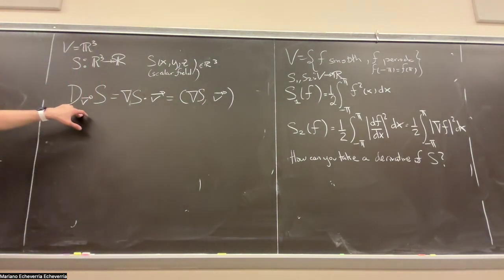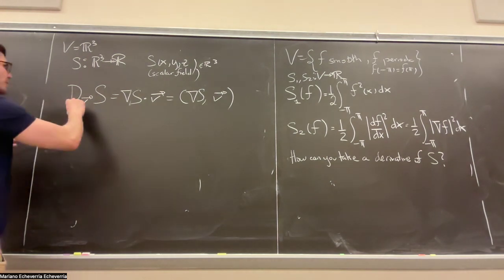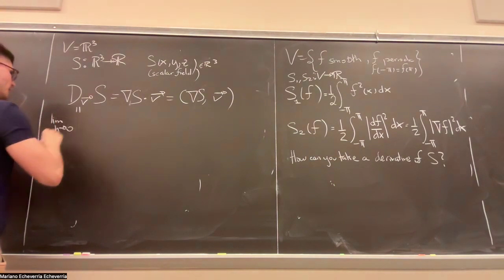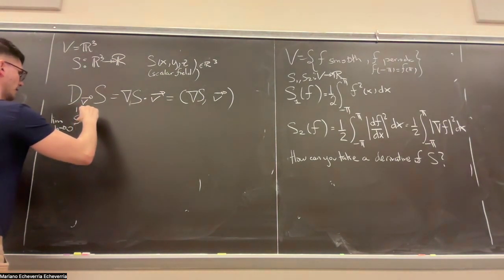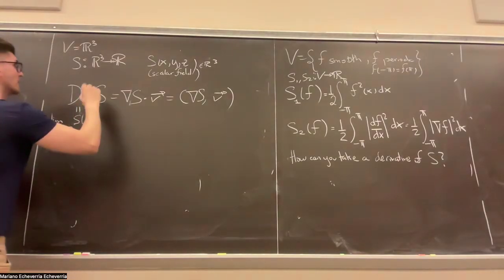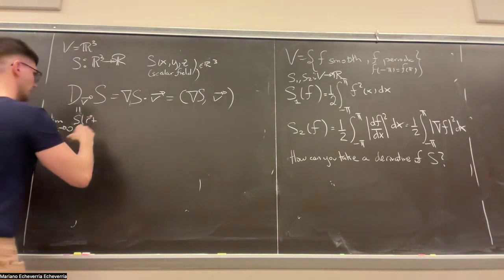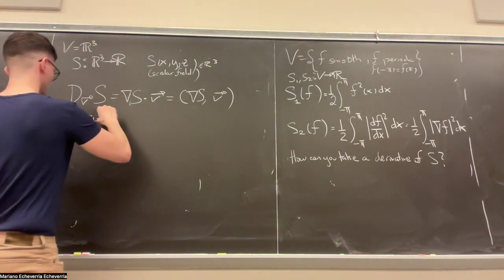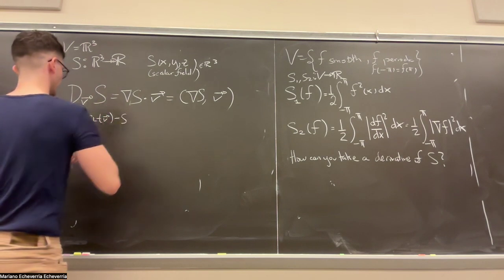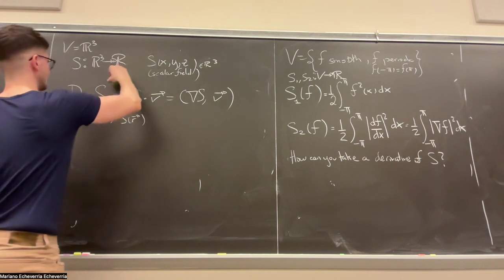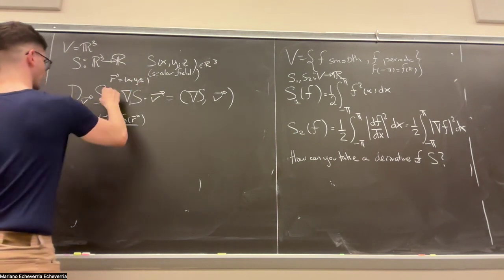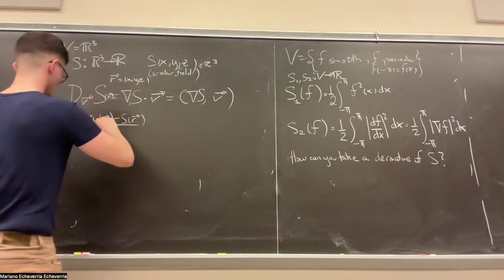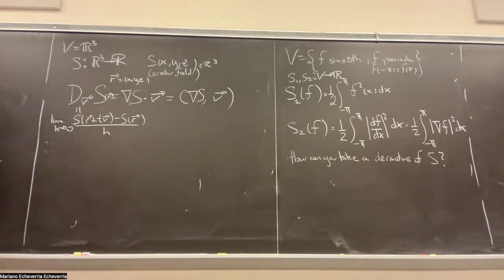So what is the nice thing about this perspective? The directional derivative did have this limit definition, which is the limit as h goes to 0 of S of r plus h v, minus S of r, where r is x, y, z, over h. So that was the limit definition of the directional derivative, right?